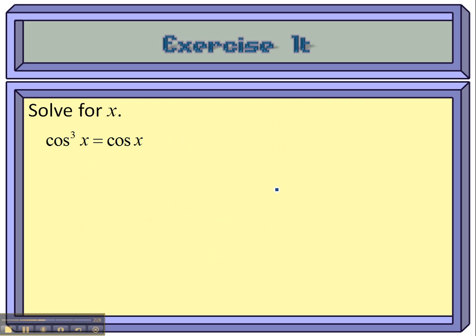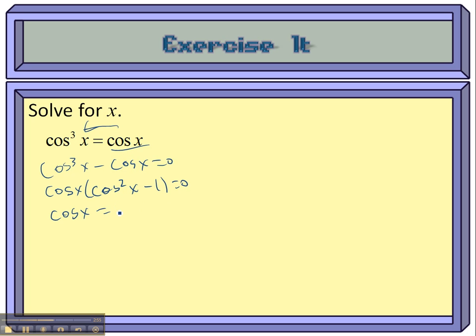Excellent. Okay, on the trig side of things, this time subtract over this cosine to that side. So I have cosine cubed x minus cosine x equals 0. There's a common factor of cosine, so I'm going to factor it out. What's left behind is cosine squared x minus 1. And now, just go ahead and set both of those factors equal to 0. First one, cosine x equals 0, root. Second one, cosine squared x minus 1 equals 0.